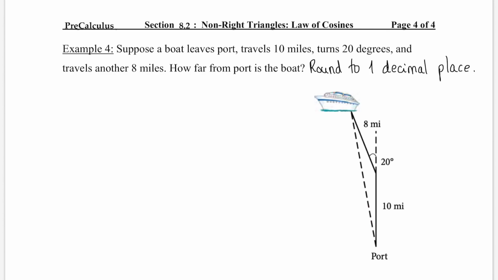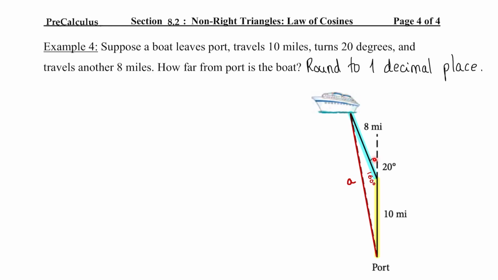So let's put that in red. They are looking for that red distance, and let's call it A. I want to know what A is. I know the yellow distance is 10, and the blue distance is 8. This angle is 20 degrees. That makes this angle 160. So if I take 180 minus 20, I will get 160 degrees.